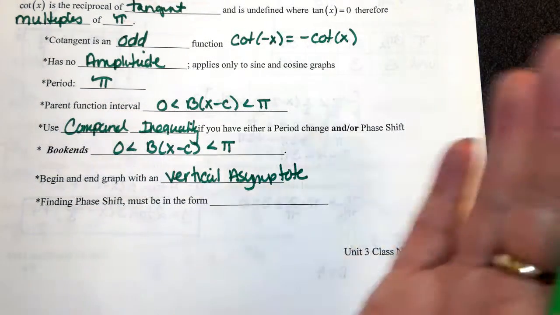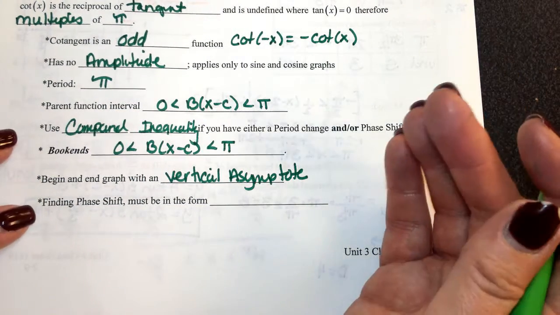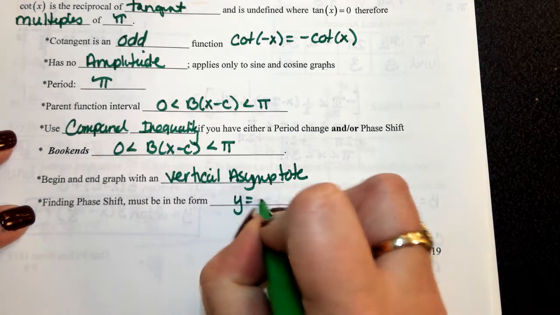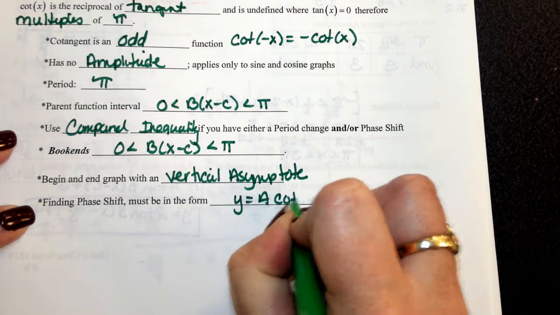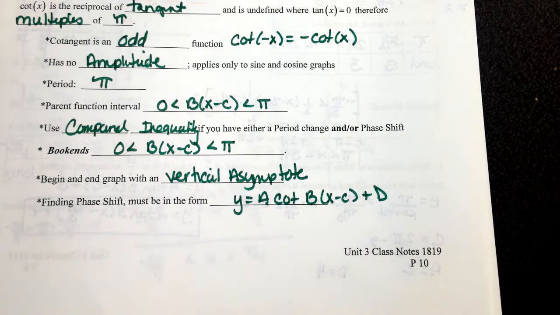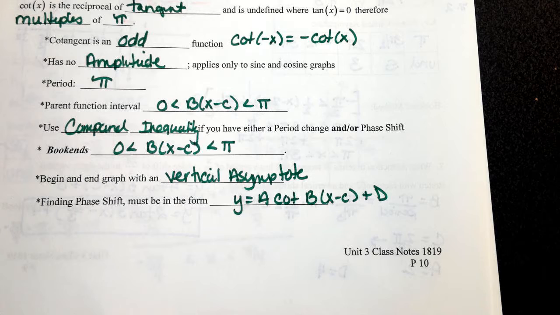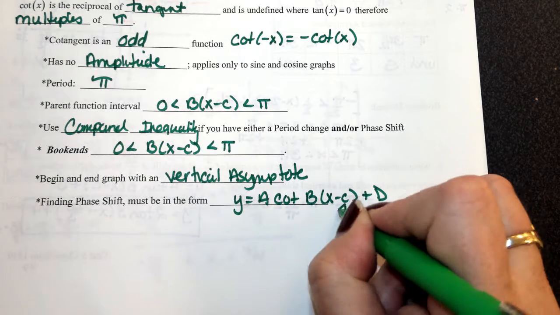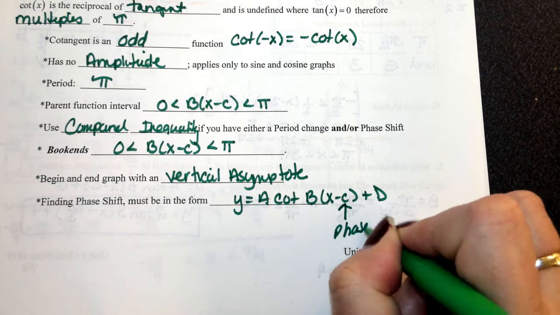And just like all the trig functions, to find your phase shift, it must be in the form of y equals a times the cotangent of b times x minus c plus d. Just like all the other trig functions, again, you want to make sure that that b value is factored out in order to find your phase shift. Remember, the c value is your phase shift.